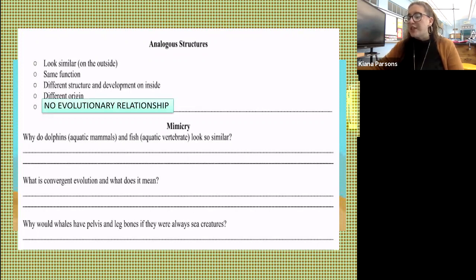So there's no evolutionary relationship. There's a different origin, but they may look similar or fulfill a similar role. For example, bats that are mammals and fly, and insects that can fly as well. They both have wings, but their wings are very different. They evolved from very different ancestry.